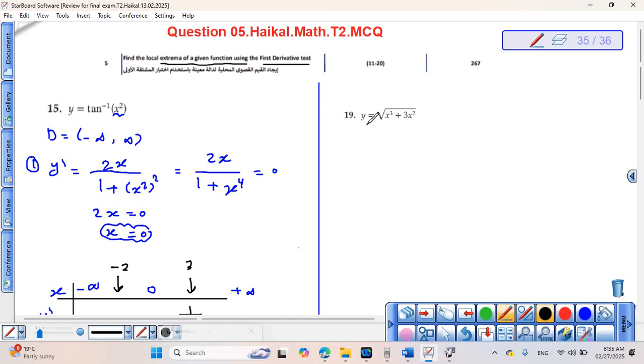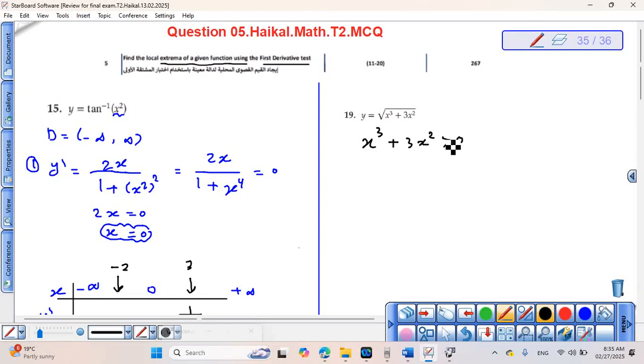Question 19: y equals the square root of x to power 3 plus 3x squared. What is the domain? The condition to make the square root defined: the expression under the square root, x to power 3 plus 3x squared, should be more than or equal to 0.